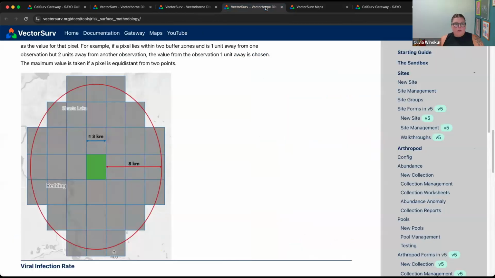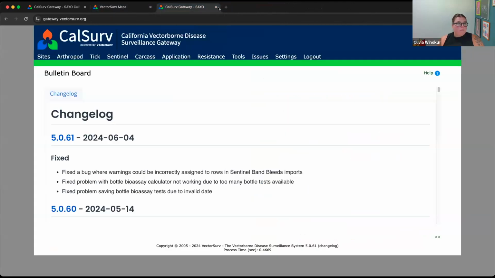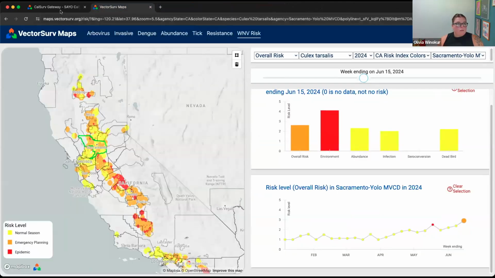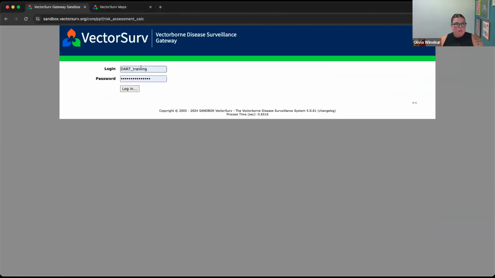Okay, so we have gone through, let's close some of these things. Might make me re-log in because I went to the gateway.